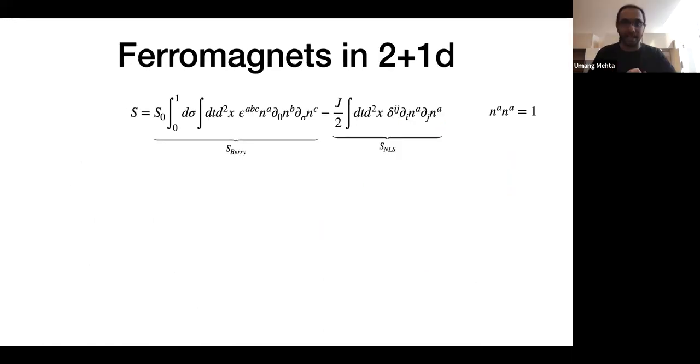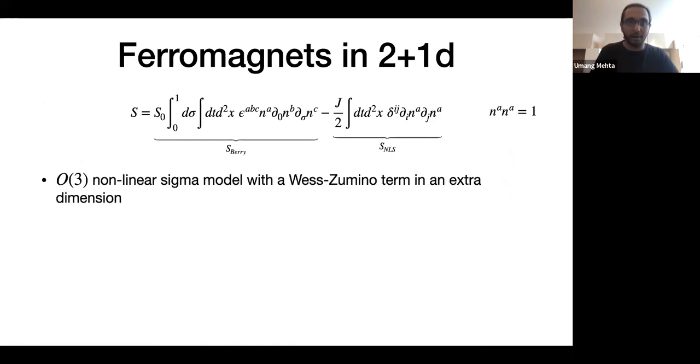Finally, to the last example, I'll talk about ferromagnets in 2+1 dimensions. Ferromagnets in 2+1D are defined by an O(3) nonlinear sigma model, with a usual quadratic term over here. However, one also needs to add a Wess-Zumino term in an extra dimension parameterized by the coordinate sigma in order to account for the Berry phase of these spins in the continuum limit. n^a is an O(3) vector that is normalized to be equal to 1.